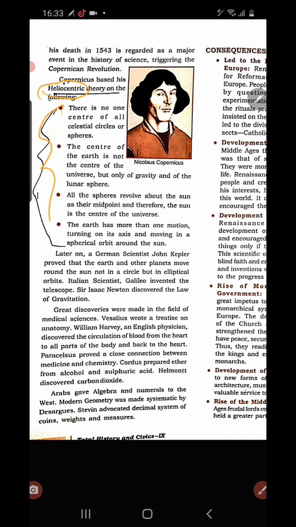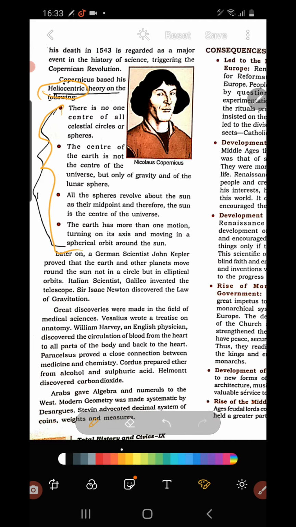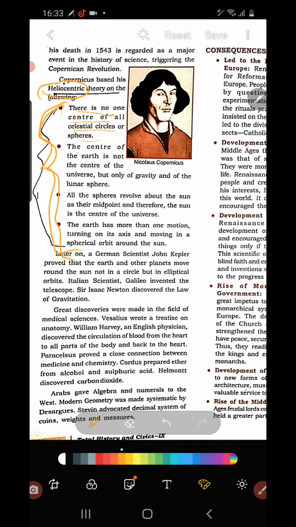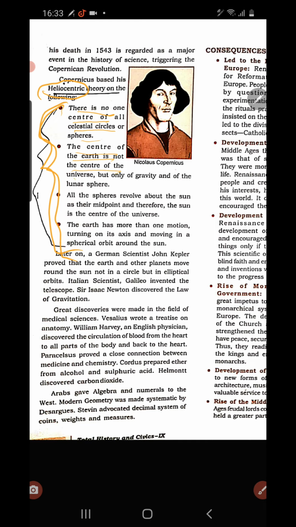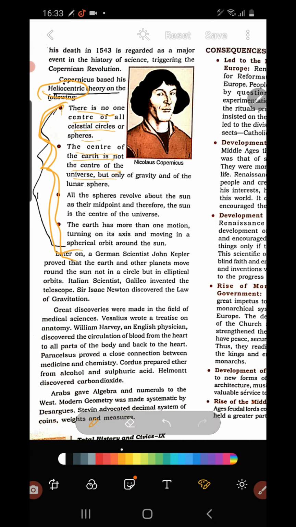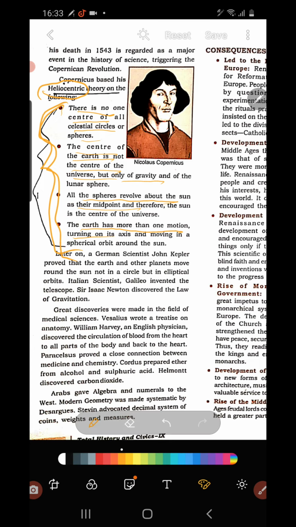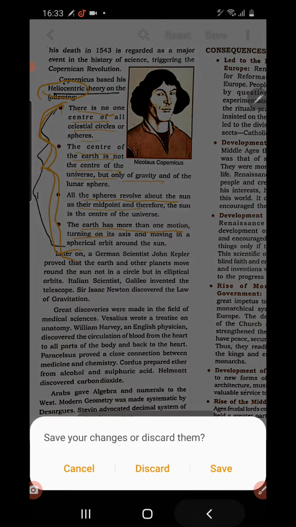So children, you have to study all these points. All these 4 points only you need to study, nothing else. There is no one center of all the celestial circles. The center of the earth is not the center of the universe. But the sun is the center of the universe. Then all the spheres revolve around the sun. The earth has more than one motion, that is rotation and revolution. This much you have to study.